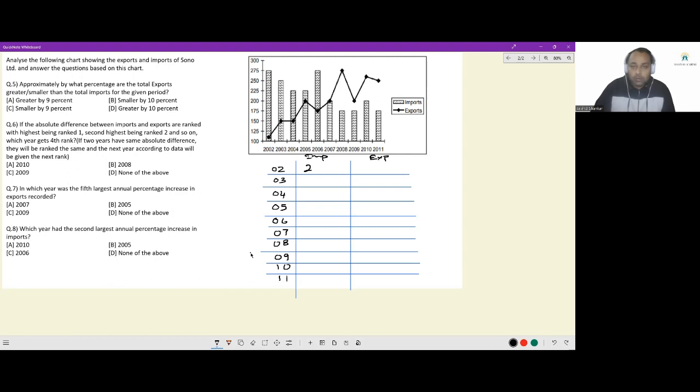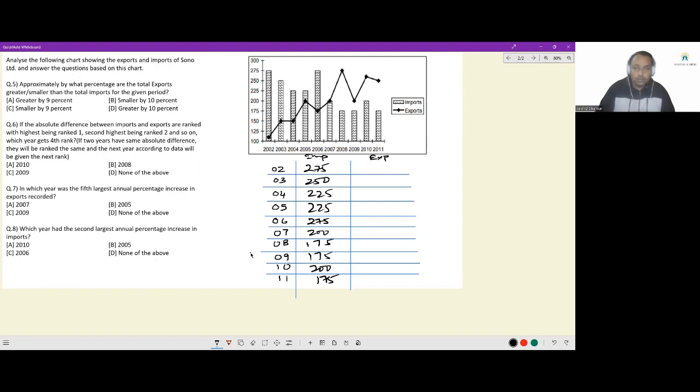In 02, imports are 275, 250, 225, 225, then 275, then 200, then 175, 175, 200, and 175. These are all the imports for all the 10 years mentioned here.